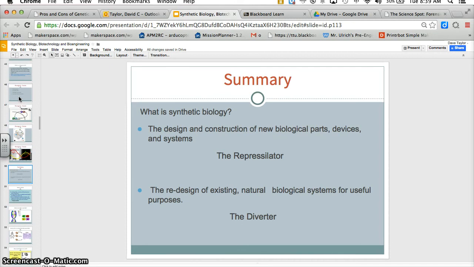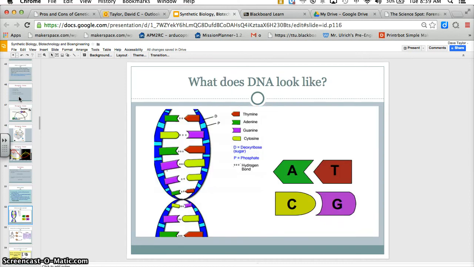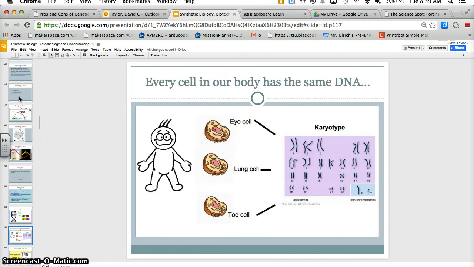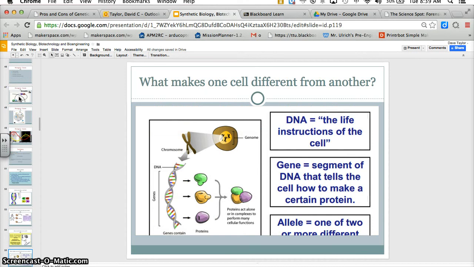All right, review of what we covered previous week. We're going to look at DNA. Here's a quote by Francis Collins. The building blocks of DNA, right here. Every cell in our body has the same DNA, no matter what type of cell it is, but there are slight differences. Genomes equal 46 chromosomes, 23 pairs, approximately 3 billion base pairs. And the thing that's crazy here is that we are 99.9% identical. Only 0.1% is unique.